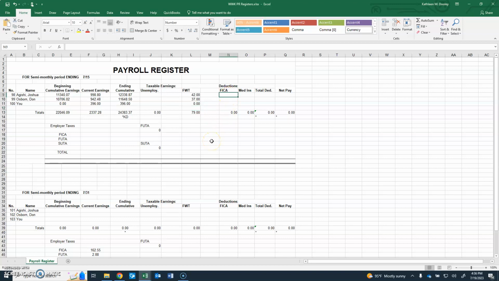Now the FICA is 0.0765, we said in the previous video, times the current earnings for each person. Again, it would be great if you put a formula in there. But we're going to take 0.0765 times 998.8 for Joshua. That's $76. And you need to make sure that you're rounding correctly.